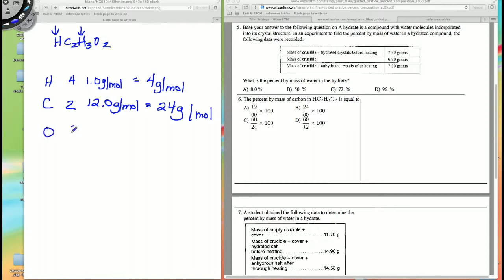Oxygen, there's 2 of them, because of the subscript of 2, times 16.0 grams per mole. And that's going to equal a total of 32 grams per mole. When I add all of this up, 4 plus 4 is 8, plus 2 more is 10, 3 plus 2 plus the 1 that I carried over is 60.